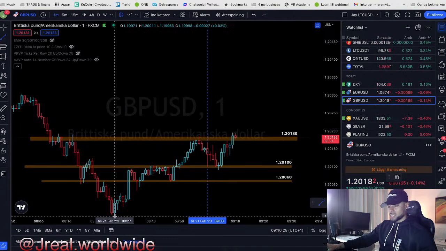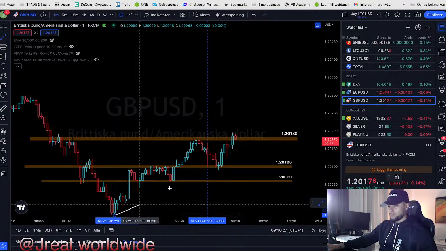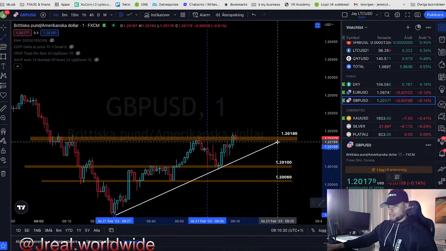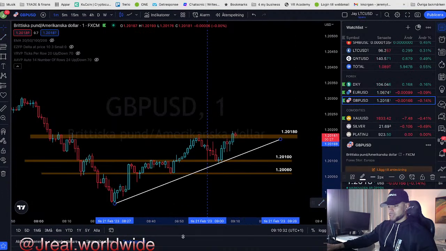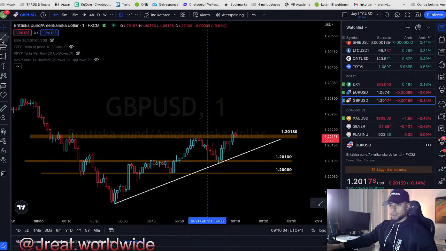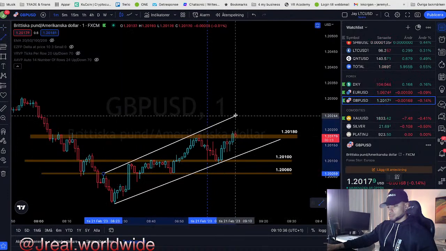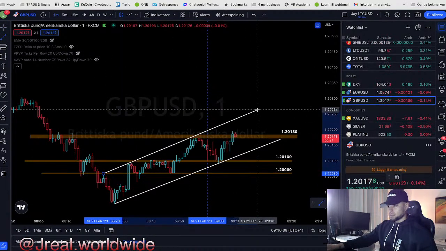All right, we're still on the 1 minute time frame. Remember that. So this is a very short time frame. We're forming a bullish structure here, so a bullish trend moving upwards. Basically a channel.